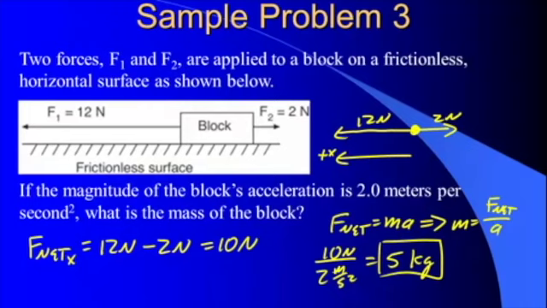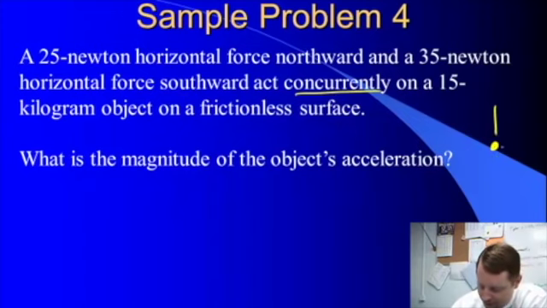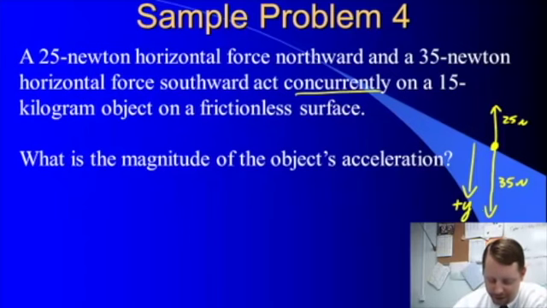Let's take a look at just one more here. A 25 Newton horizontal force northward and a 35 Newton horizontal force southward act concurrently, same place, same time, on a 15 kilogram object on a frictionless surface. Find the object's acceleration. Well, we'll start with our free body diagram again. We've got a 25 Newton force north. We have a 35 Newton force south. And let's call down our positive y direction in this case.